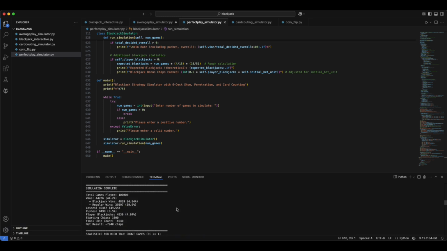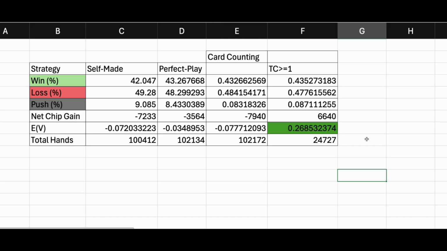With 100,000 games, with card counting to change the bet size, we still end up with a negative net result of negative 7,940 chips. However, if we consider the games where the true count was greater than or equal to 1, we end up with a net result of positive 6,640 chips in 24,727 games. Adding these simulation results into Excel, it is clear that win, loss, and push percentage remain unchanged.